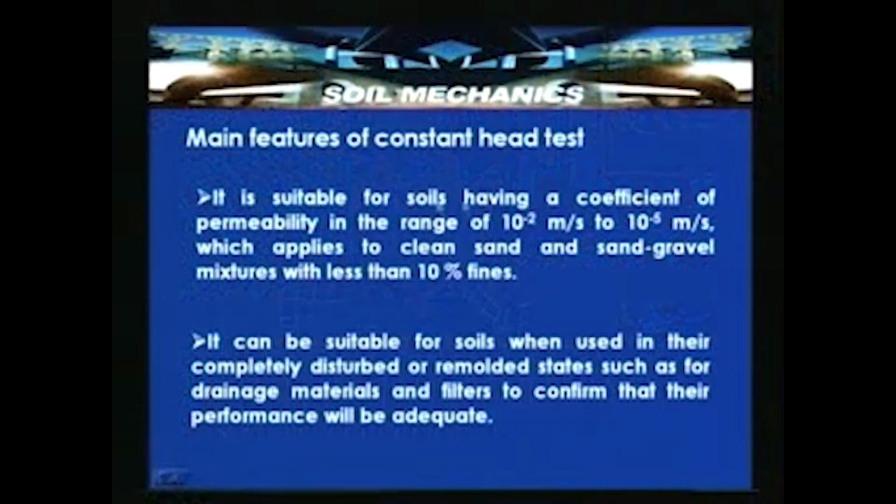The main features of the constant head test: it is suitable for soils having coefficient of permeability in the range of 10 to the power of minus 2 to 10 to the power of minus 5 meter per second, as we introduced previously, which applies to clean sand and sand gravel mixtures with less than 10% fines. So, the fines cannot be more than 10%. If it is more than that, then the variable head or falling head test has to be considered.